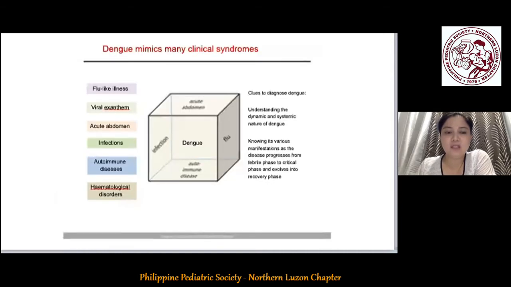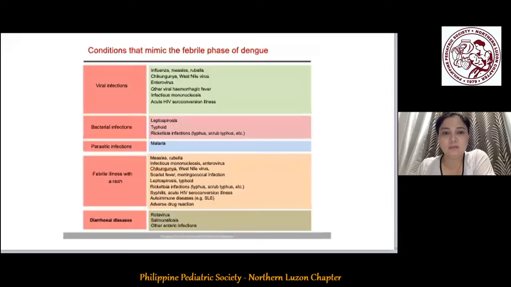So dengue fever is non-specific and presents like many other diseases. Thus, many conditions and illnesses should be considered in the differential diagnosis. So clinical and laboratory pictures of dengue change as the disease progresses from febrile to critical and evolves into recovery phase. So a patient may present to clinicians at any phase of dengue illness.